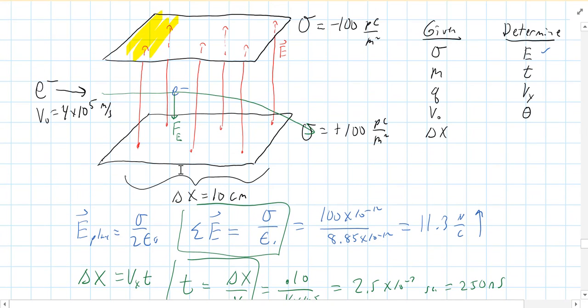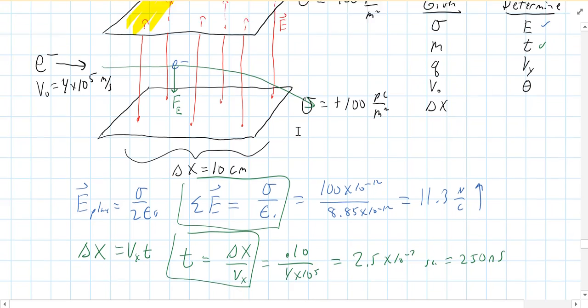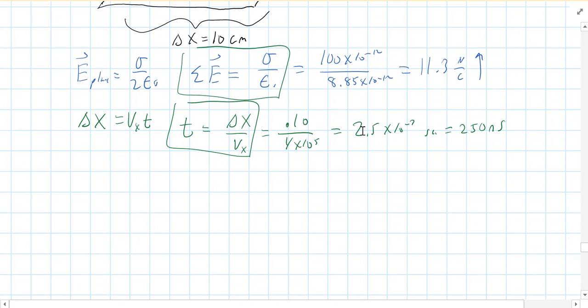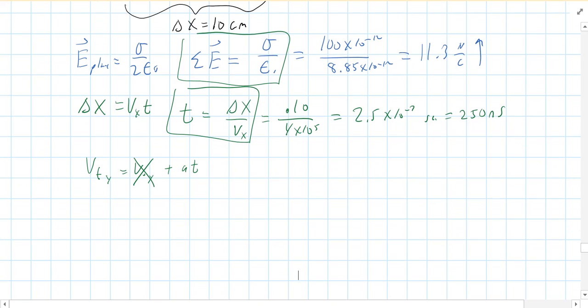The next thing I asked for is Vy. What's the vertical velocity that the electron's leaving with? He's moving downward when he leaves. So for that process, we're going to use V final in the y direction equals V naught in the y direction plus AT. Now Vy naught is 0 because he's entering horizontally. So you get Vy final.